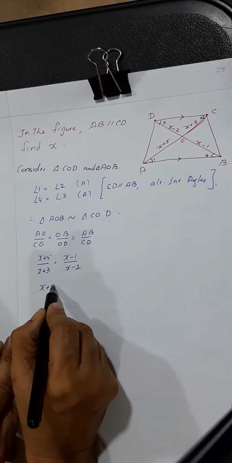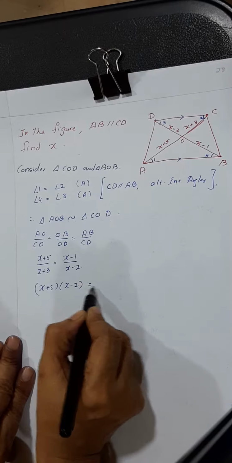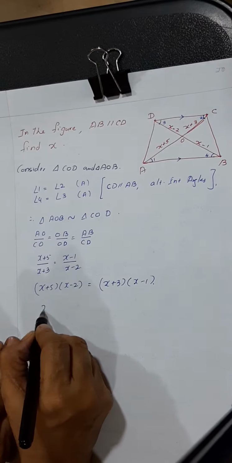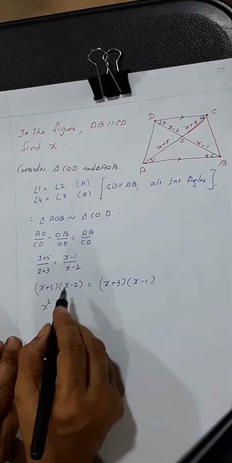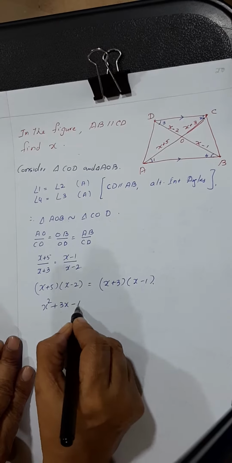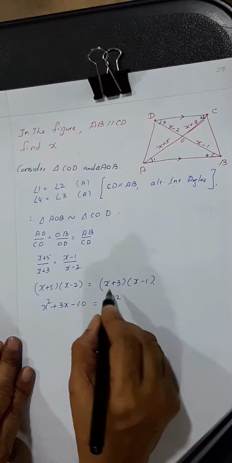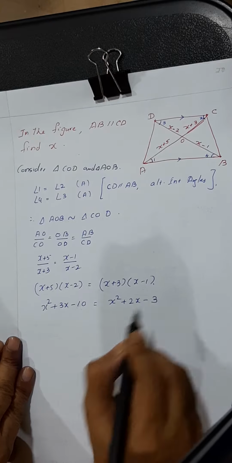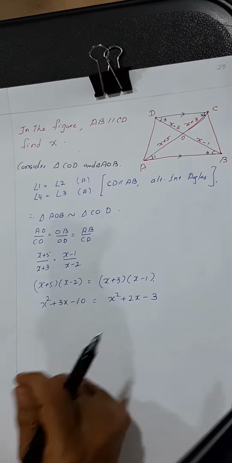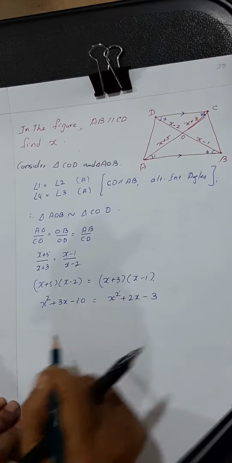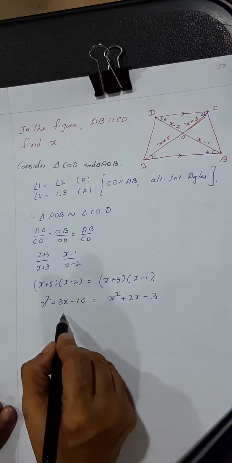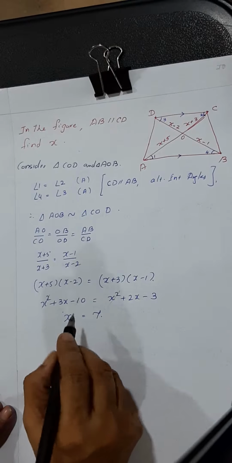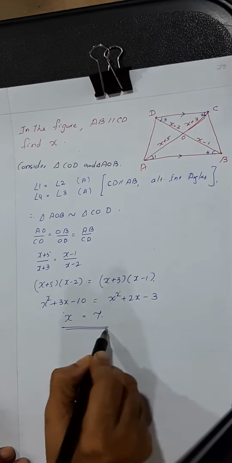So x plus 5 into x minus 2 is equal to x plus 3 into x minus 1. So this is x squared minus 2x plus 5x will become 3x minus 10 is equal to x squared minus x plus 3x is plus 2x minus 3. So x squared and x squared will get cancelled. So 3x comes here, it is x is equal to 10 minus 3 is 7. So x is equal to 7.